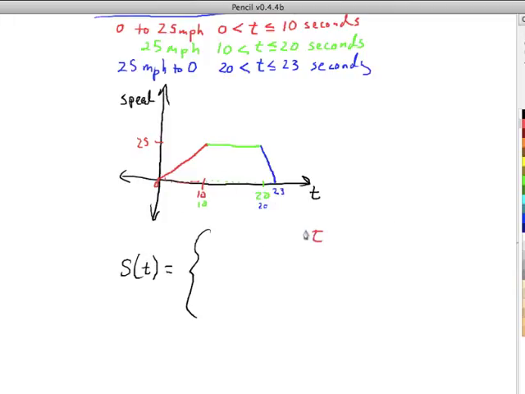So from t greater than 0 but less than or equal to 10, this is just a straight line, and the slope is 25 over 10. Right? That's rise over run. So I'll do it the long way. And then the intercept is 0. So 25 over 10 x. I'll let you reduce it, but this is the general idea.